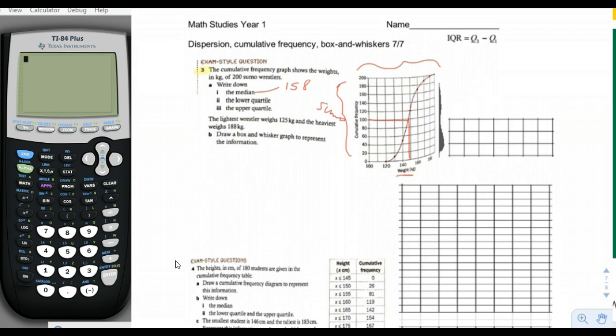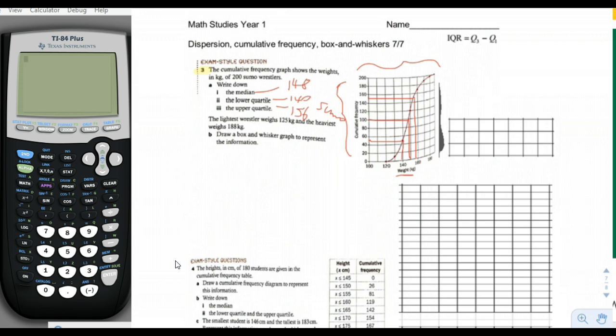Then it says find the lower quartile. Lower quartile would be 200 times 25%, which is 50. Looks like 140. Upper quartile, it could be 75% times 200, which is 150. Then we mark it down. Oh, I'm sorry, the first one is not 158, it's 148. And this one is about maybe 156 or 157.